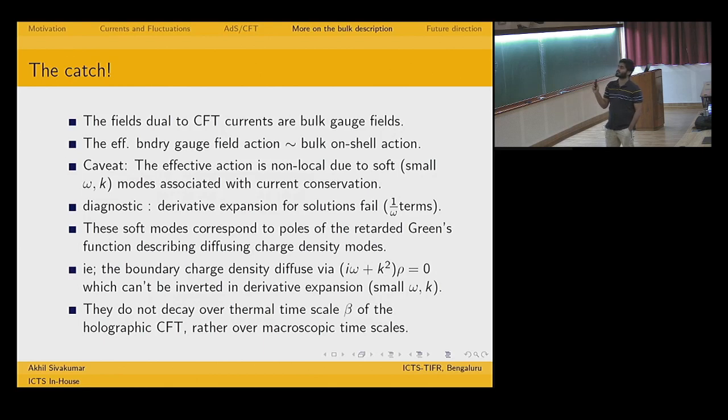So these soft modes correspond to poles of the retarded Green's function describing diffusing charge density modes. That is, the boundary charge densities would diffuse via a diffusion equation like this. And if you're doing a small omega, k expansion, it doesn't make sense to invert this operator because it's going to look like 1/(omega plus k squared) or something.